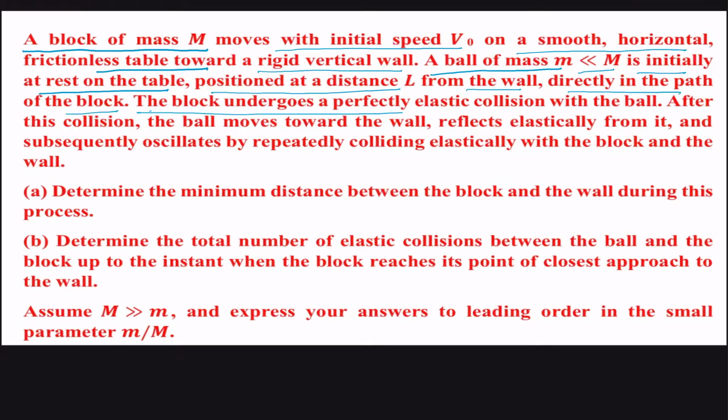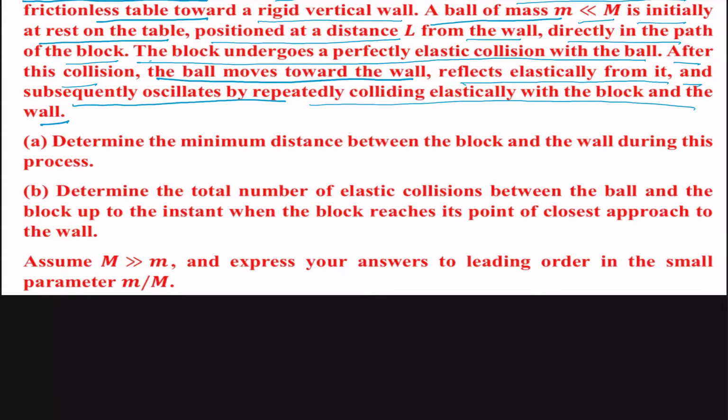The block undergoes a perfectly elastic collision with the ball. After this collision, the ball moves towards the wall, reflects elastically from it, and subsequently oscillates by repeatedly colliding elastically with the block and the wall.